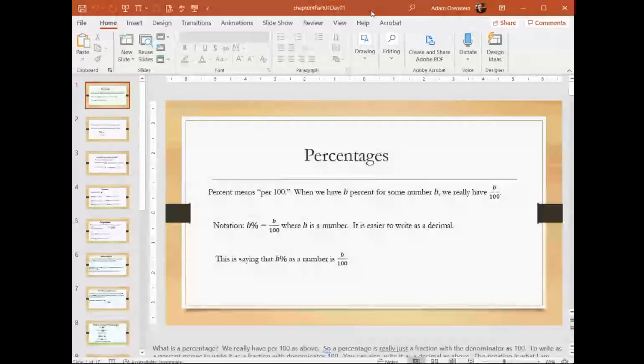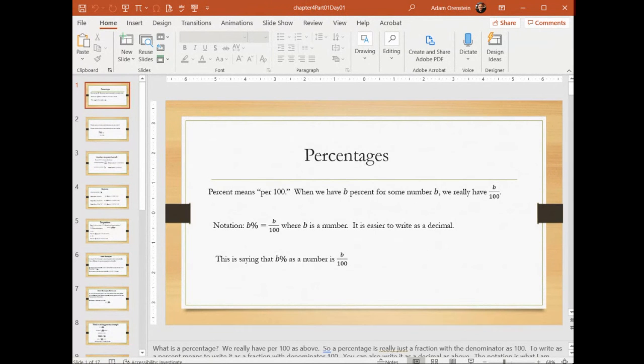So I figured now would be good to start the next section, which is percent. So let me share the screen. Here it comes. And here it is. Okay, good. So we're going to start this, which is percentages.